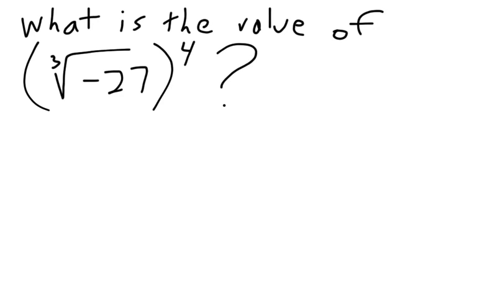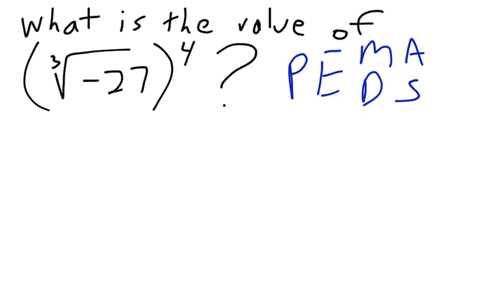All right, what is the value of the cubed root of negative 27 to the fourth power? Well, we need to follow PEMDAS when we have this, and good old PEMDAS tells us that we do our parentheses first, and then we take care of our exponents. So in parentheses, I'm going to do this first, and then I'm going to worry about the exponents later.